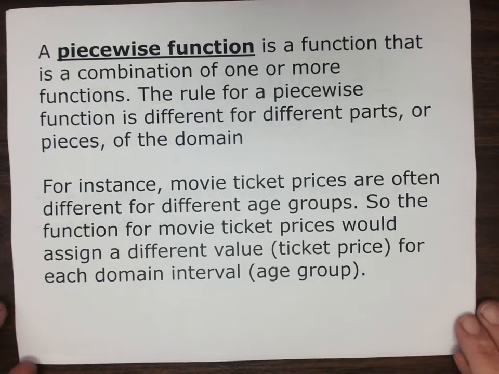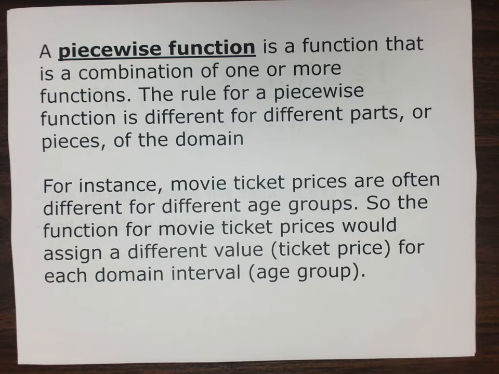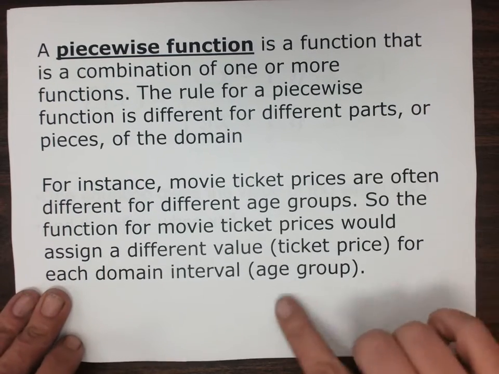A piecewise function is a function that is a combination of one or more functions. The rule for a piecewise function is written much differently than what we've normally seen. It's a different function for different parts of the domain. For instance, movie ticket prices are often different for different age groups. So the function for movie prices would assign a different ticket price for each domain interval, meaning that would be the age group.